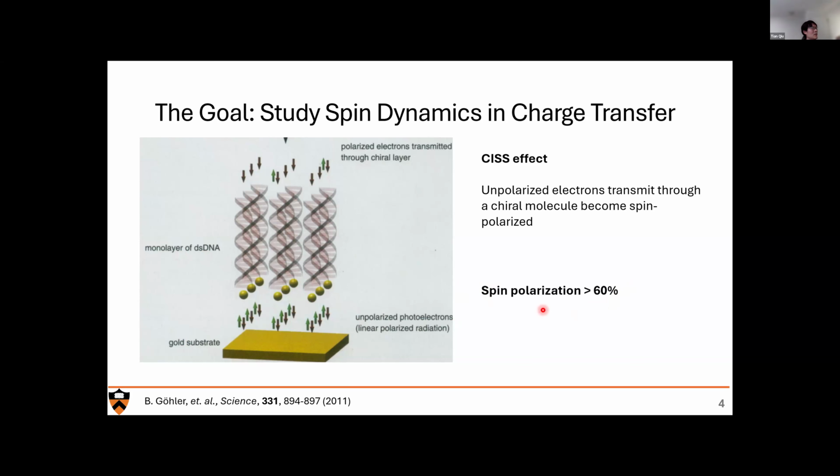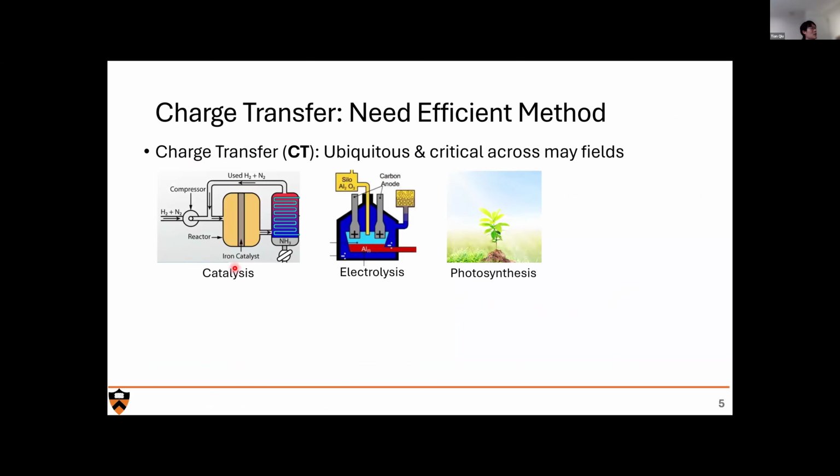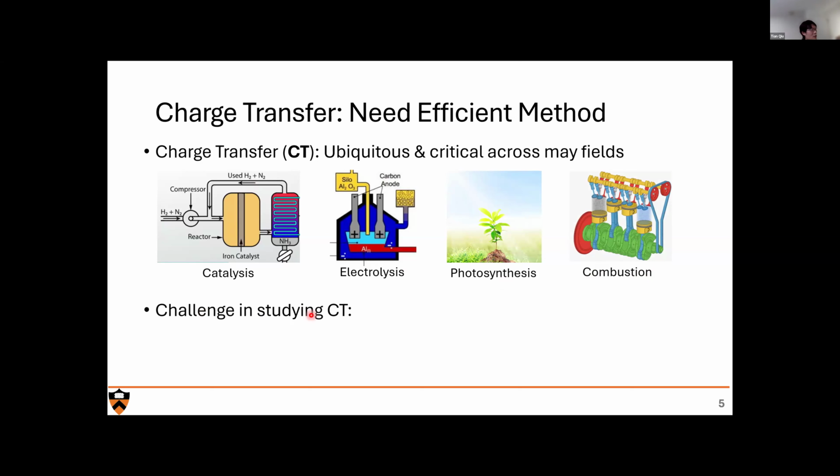Now let's jump to our main topic. The first thing is the charge transfer. We all know that charge transfer is a very important phenomenon that happens almost everywhere in our lives, such as catalysis, electrolysis, photosynthesis, combustion reactions, etc. Now, given its important role in society, studying charge transfer can be very challenging, because on the experimental side, it's a transient state that happens very fast, so one would need a very high time resolution to probe it. Whereas on the theory side, charge transfer naturally requires information about excited states that can be very expensive to compute.